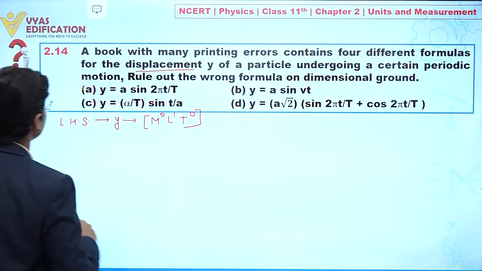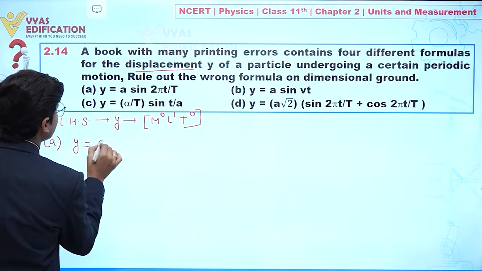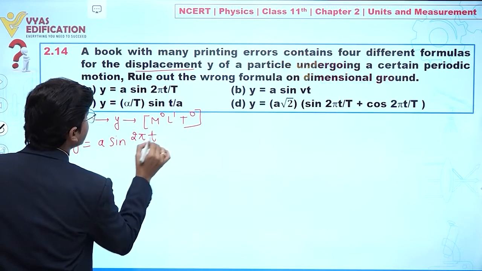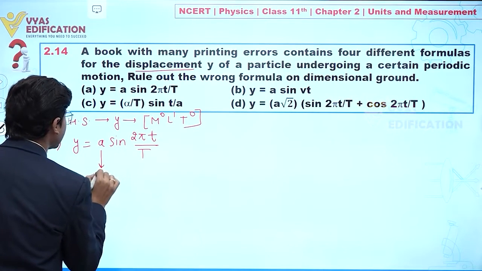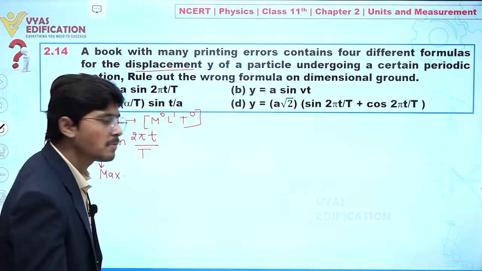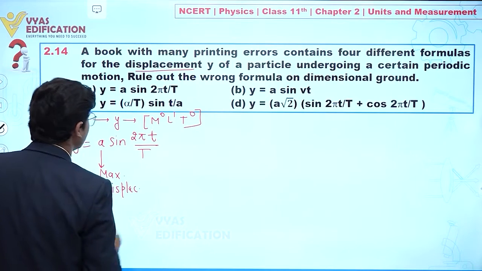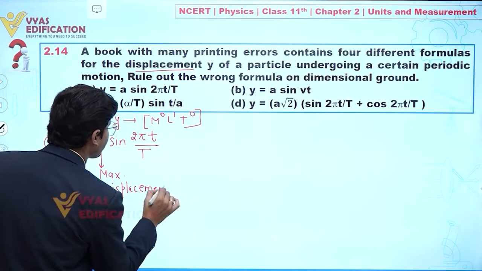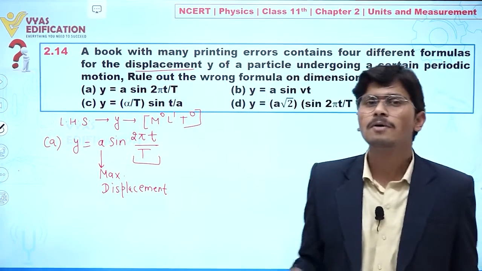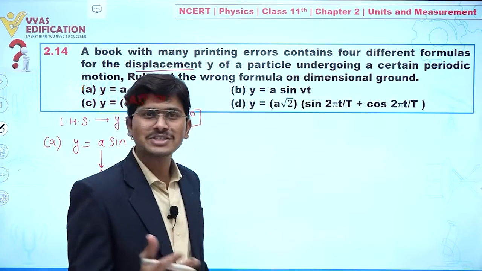So first we check number A. In number A it is given y equals a sine of 2 pi t divided by capital T. This a is the amplitude, or maximum displacement. Now you know very well that plane angles have the dimensional formula M0 L0 T0.